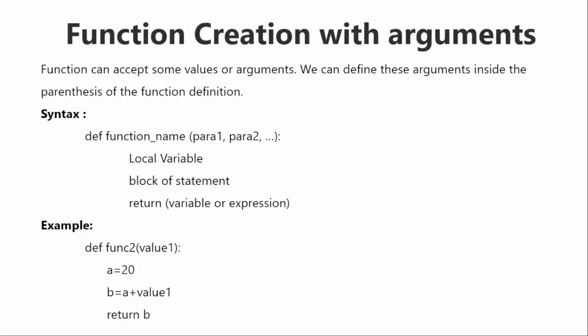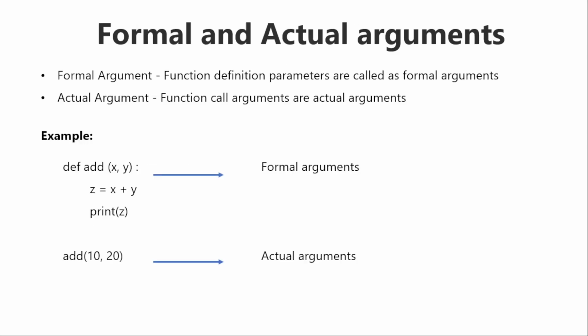That's all. Now let us move to the next concept, formal and actual arguments. Formal arguments: the function definition parameters are called formal arguments. Actual arguments: function call arguments are called actual arguments. So while defining a function, we are giving some arguments in the function definition itself. Those are called formal arguments.